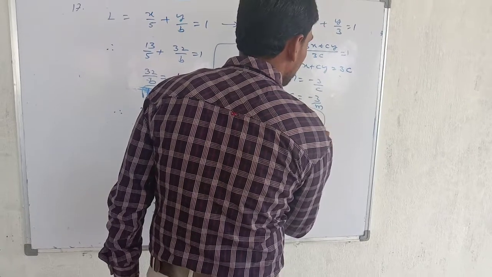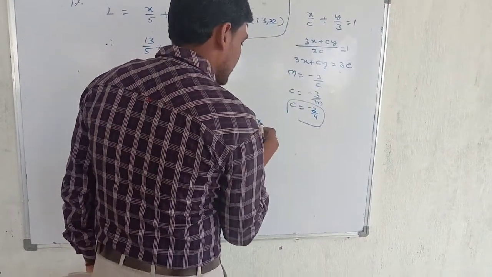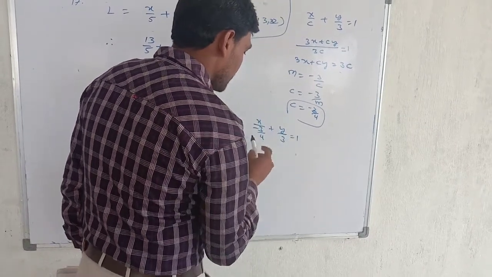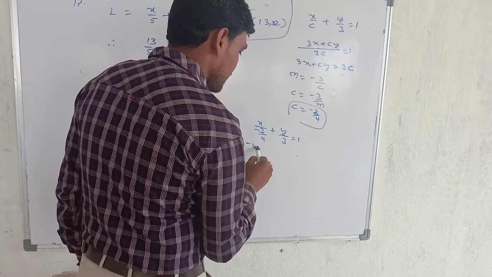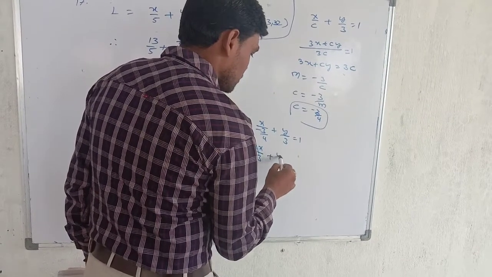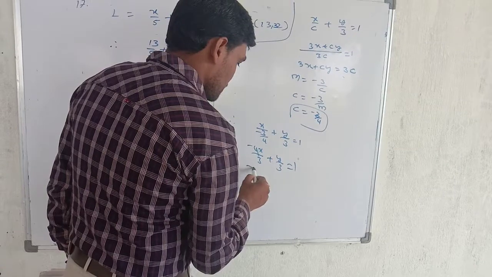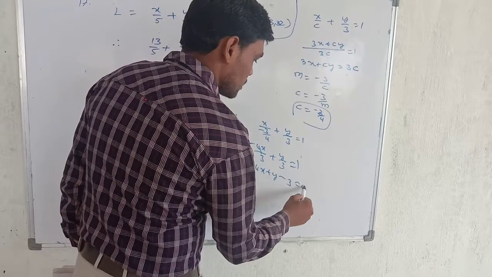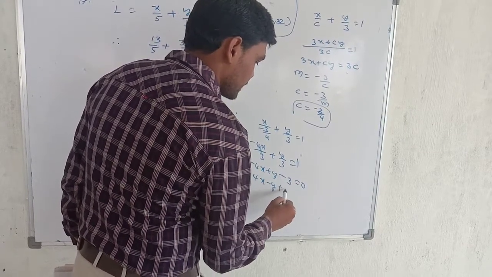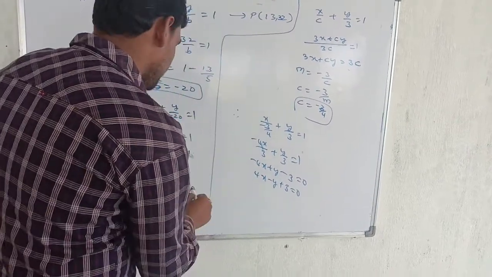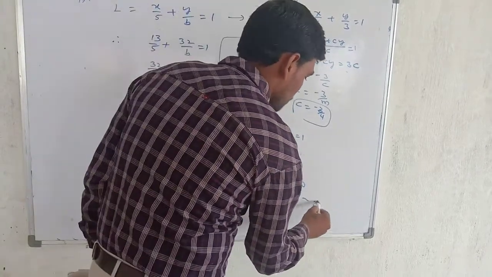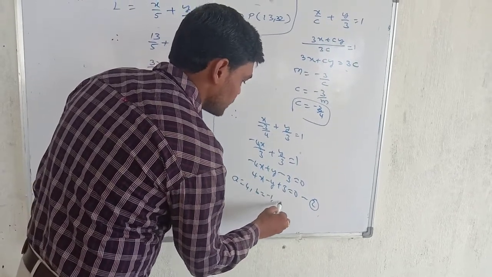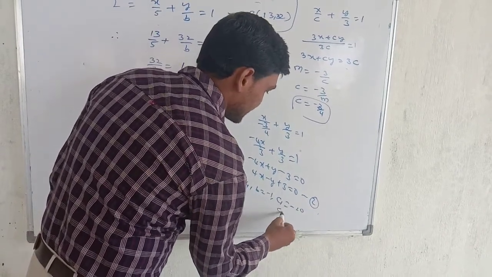Now substituting this value in the line, x by minus 3 by 4 plus y by 3 is equal to 1, which is minus 4x by 3 plus y by 3 is equal to 1, so minus 4x plus y is equal to 3, and this is 4x minus y plus 3 is equal to 0. This is line 1 and this is line 2. These lines are parallel, and therefore a is equal to 4, b is equal to minus 1, c1 is equal to minus 20 and c2 is equal to 3.